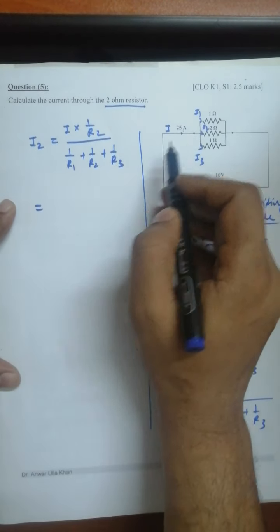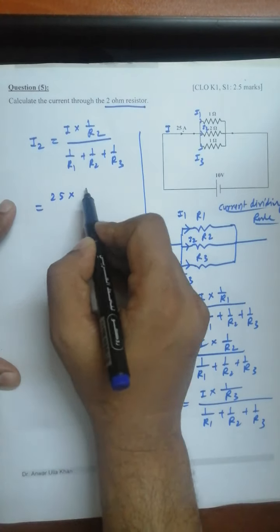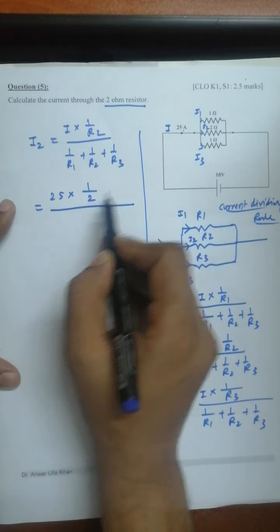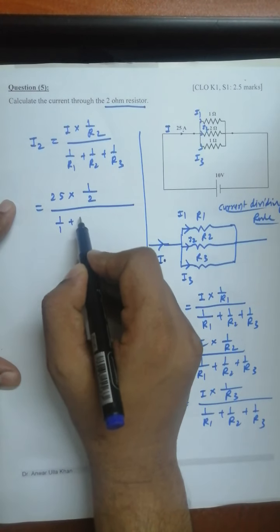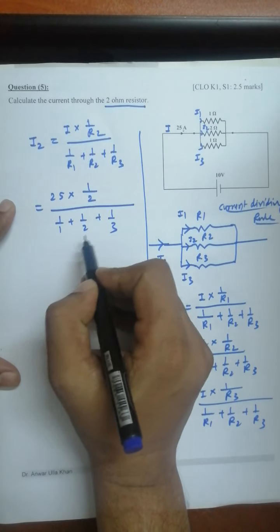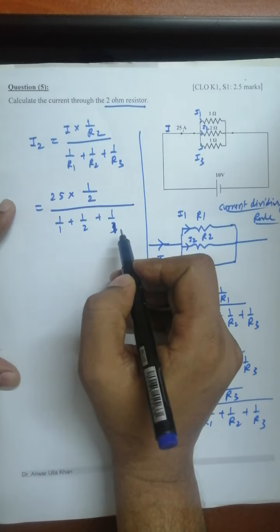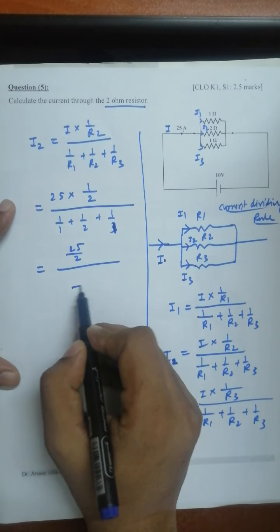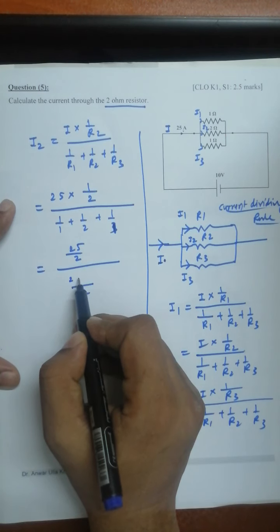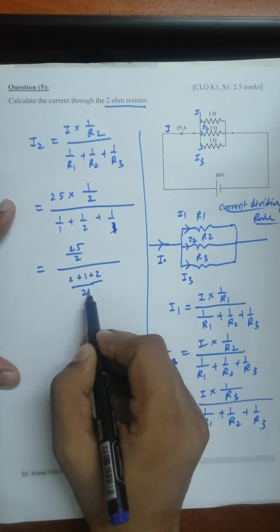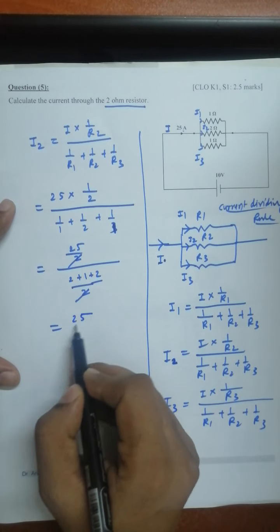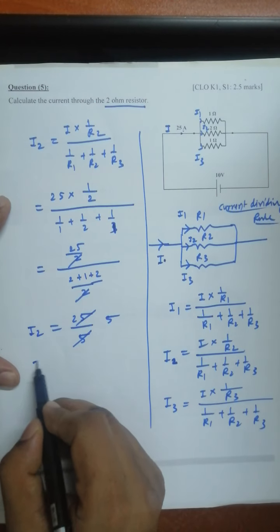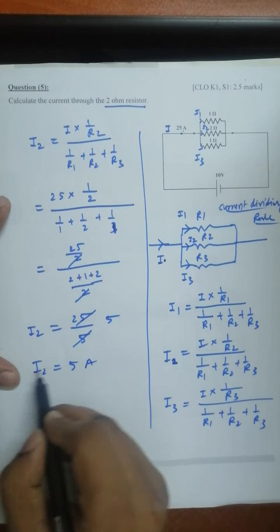What is I here? I is 25. So it is 25 multiplied by 1 by R2. What is R2? It is 2. It is 2 divided by, what is this? 1 by 1 plus 1 by 2 plus 1 by 1. It is also 1. Now to solve this, this is 25 divided by 2. Take LCM here, 2. So it is 2 plus 1 plus 2. It will be cancelled out. So it is 25 divided by 5. So it will be 5. So I2 will be 5 ampere.